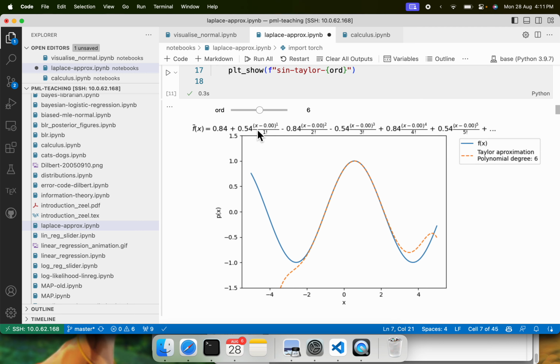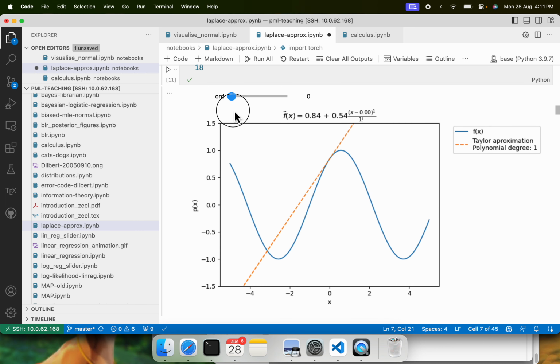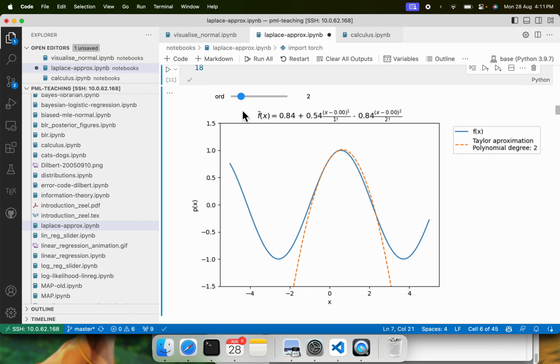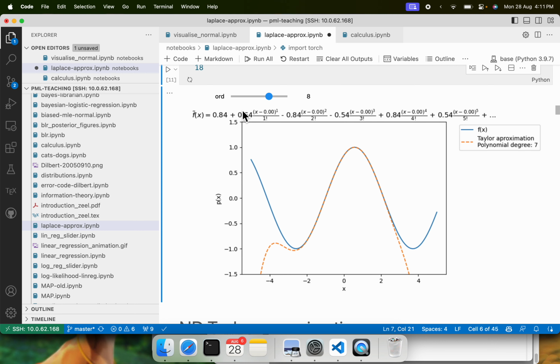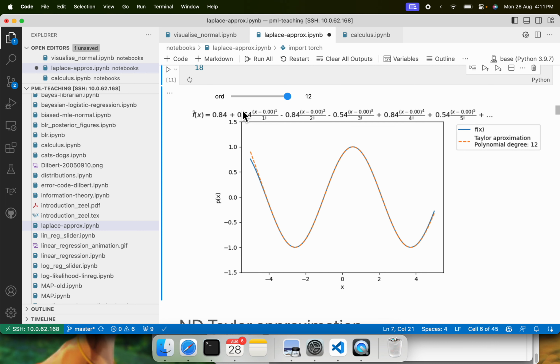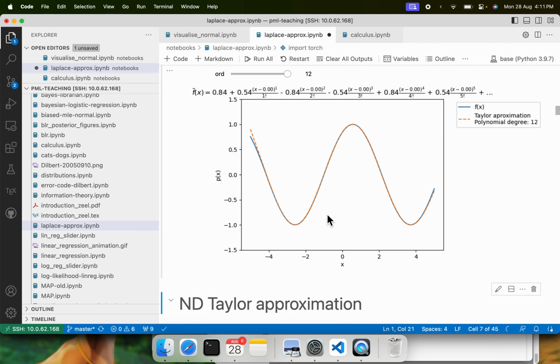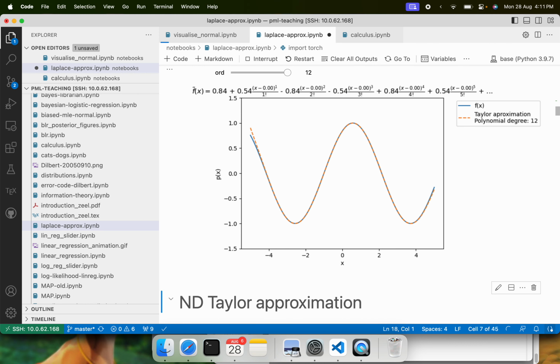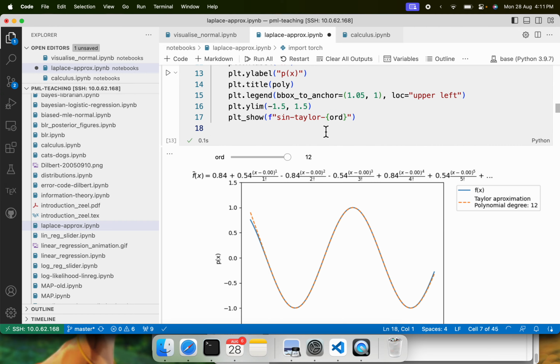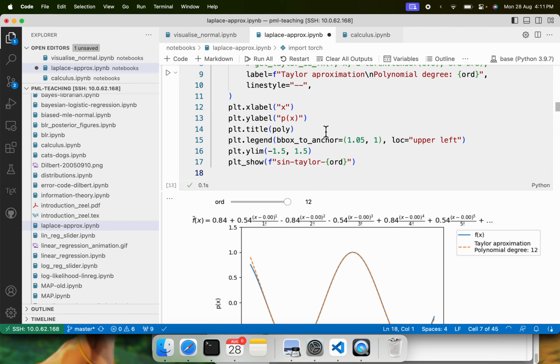Right, this is just an interactive animation showing that if you vary the degree, you can keep getting a better approximation. And here you do not seem to gain anything if you go beyond 12, but let us go till 15 and see what happens. Sometimes the output does not refresh in VS Code for such interactive things.